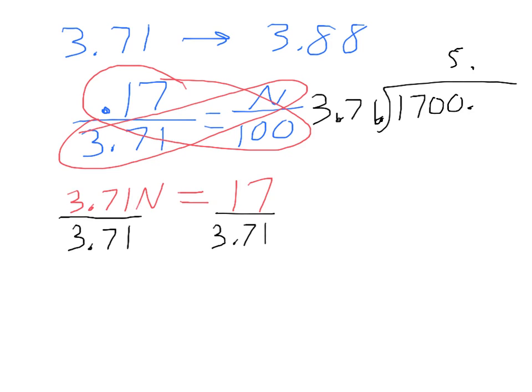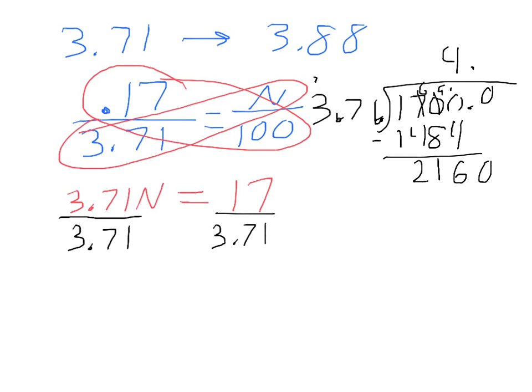We can try 5, and that's 5 times 1 is 5, 5 times 7 is 35. Oh, that's going to give me 18. That's too much, isn't it? So 5 is too much, so what could I use instead? 4. 4 times 7 is 28. And 4 times 3 is 12, plus 2 is 14. Okay, let's subtract. I'm going to have to borrow. That's going to be 6, 1, 2. Add a 0 and bring it down.